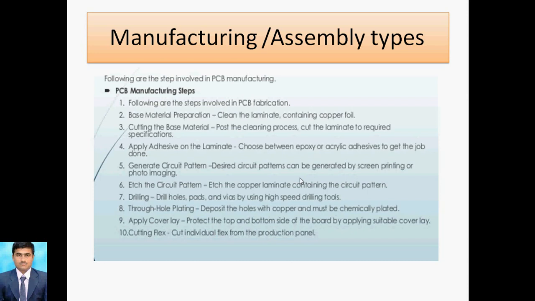Then generate the circuit pattern. The desired circuit patterns can be generated by screen printing or photo imaging. Then the sixth is etching the circuit pattern, etching the copper from the laminate containing the circuit pattern. Drilling the holes, pads and wires. Then through the hole pads, deposit the holes with copper, which must be chemically plated. Then apply a cover to protect the top and bottom side of the board by applying the suitable cover.